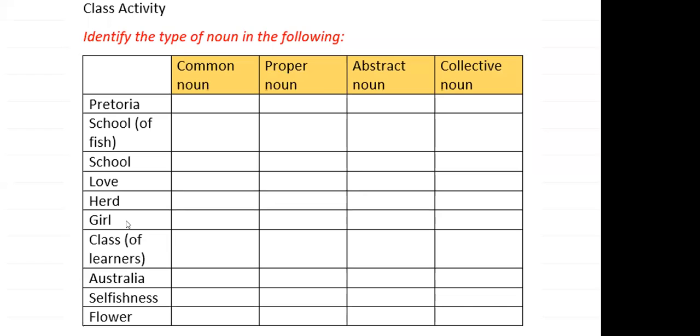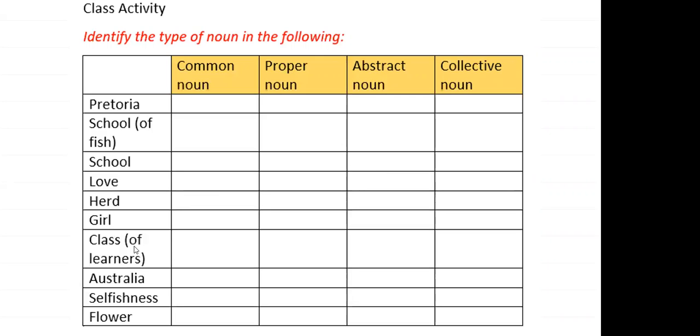Then we have girl. What type of noun is girl? Okay, so girl is a common noun because there are many girls in the world, with different names. And in the chat, I think girls, we have Buhle, Amkhelang, Khomolemo, Gugule, Karabo, Nkanka, Natalie. So yes, a girl is a common noun.